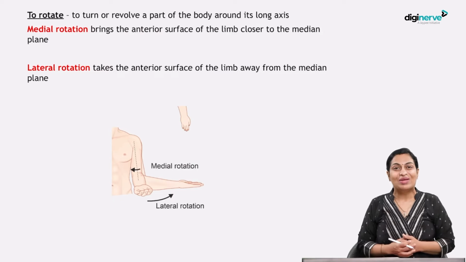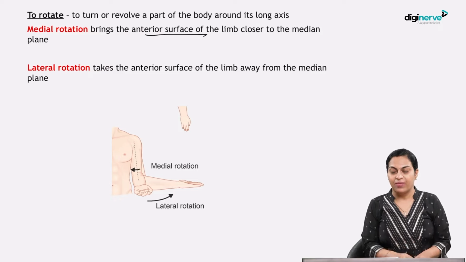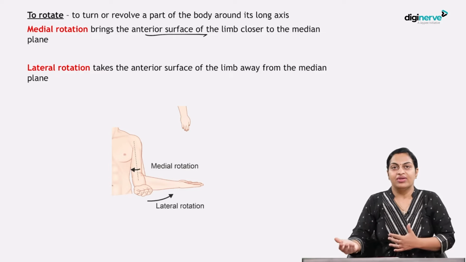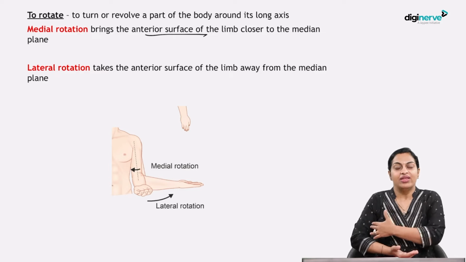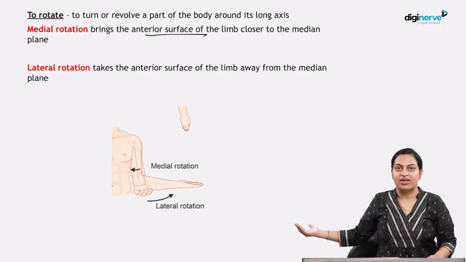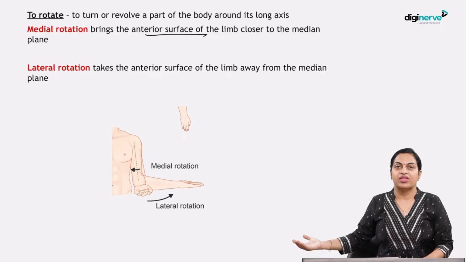Then what is medial rotation and lateral rotation? Okay, so what happens in medial rotation? So this is the anterior surface of my arm, right? I'm turning it in such a way that this ventral surface of the arm comes in close contact with the body. When I'm turning it in the opposite direction, the ventral surface of the arm is turning outwards, right? This is called lateral rotation.